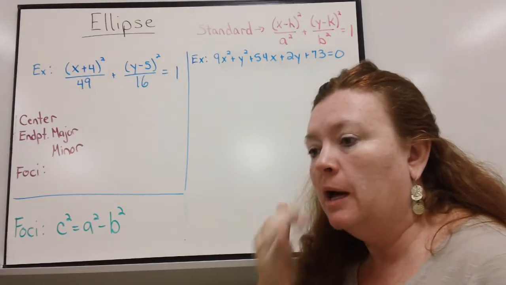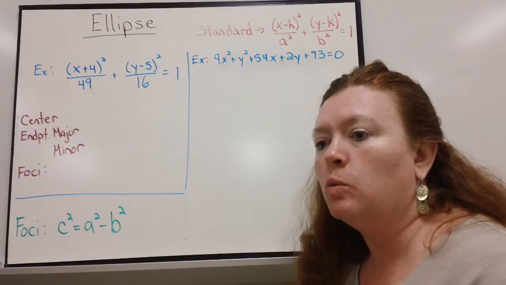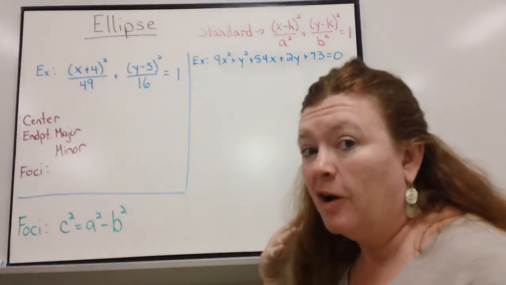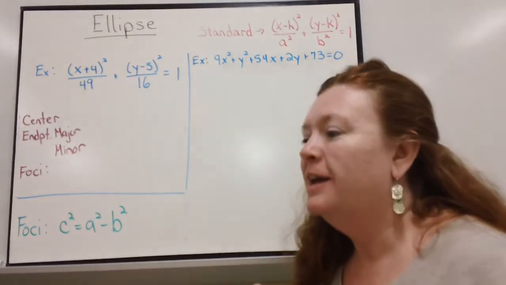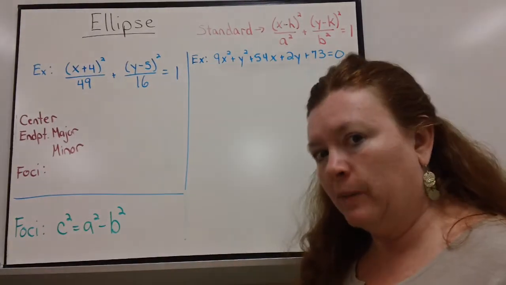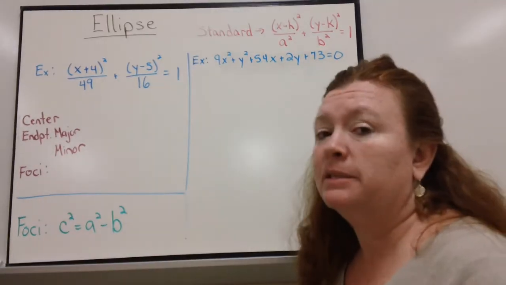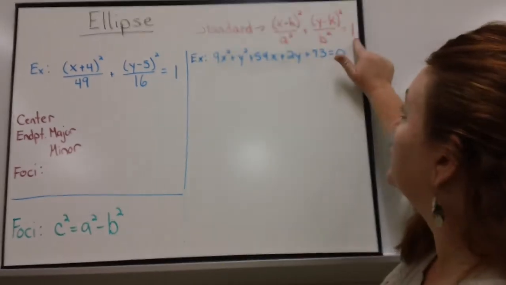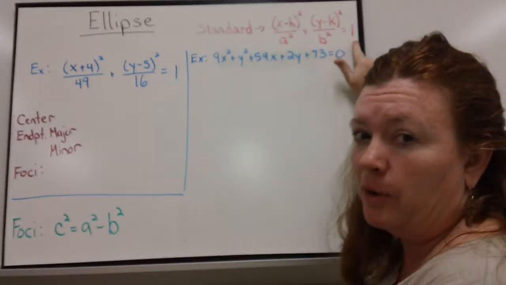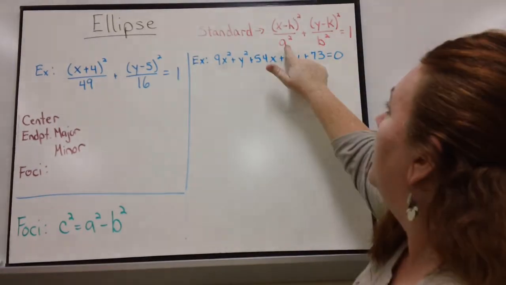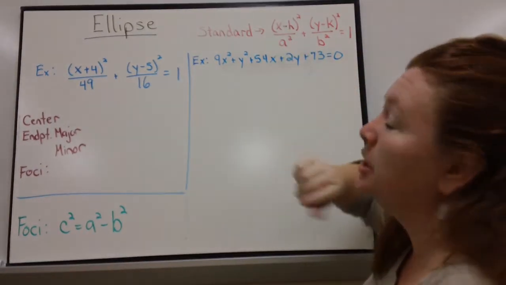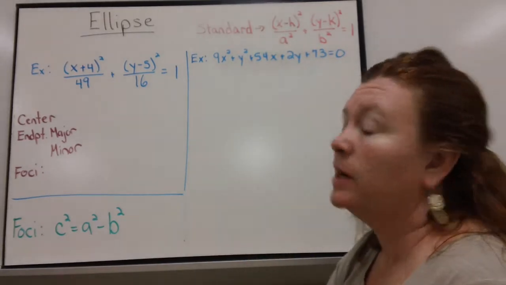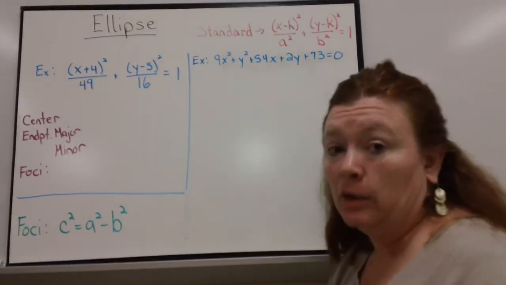In a circle, you just want to complete the square, and then whatever number's left on the right-hand side of the equal sign is the square of your radius. Well, for an ellipse and a hyperbola, we don't want a number over there. We actually want it to say equals 1. That's going to be a key part of our standard form. So it's (x - h)² over a² plus (y - k)² over b² equals 1.